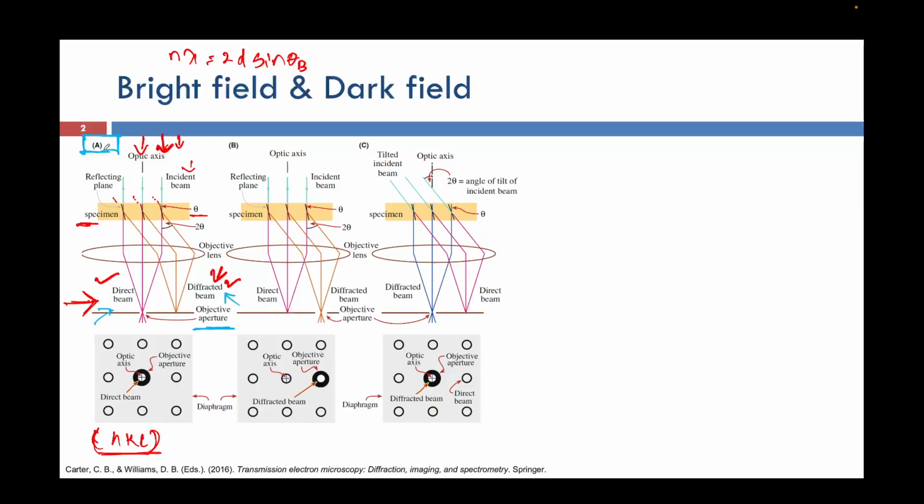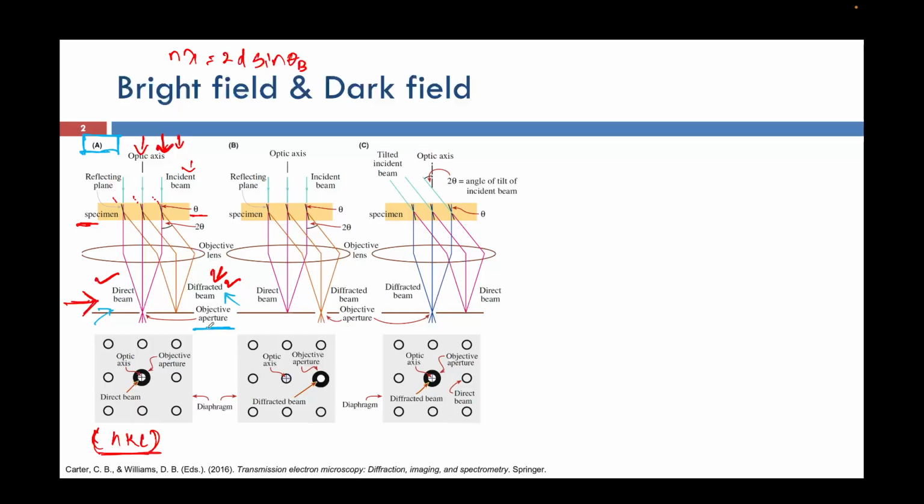I do not want any of the diffracted beam to pass through my objective aperture. Aperture means it is some kind of slit with a very small hole, and through that hole the beams will pass. So in case number A, what is my objective? I want to place the hole of this objective aperture in such a way that only the undeviated beam, or only the direct beam, will pass.